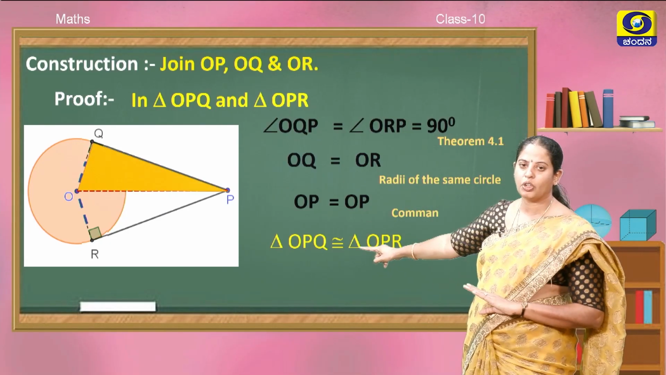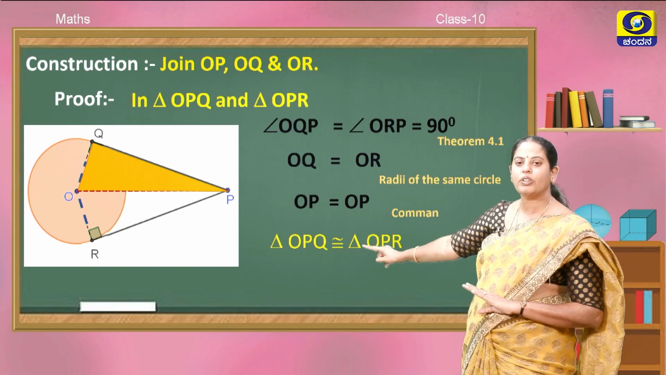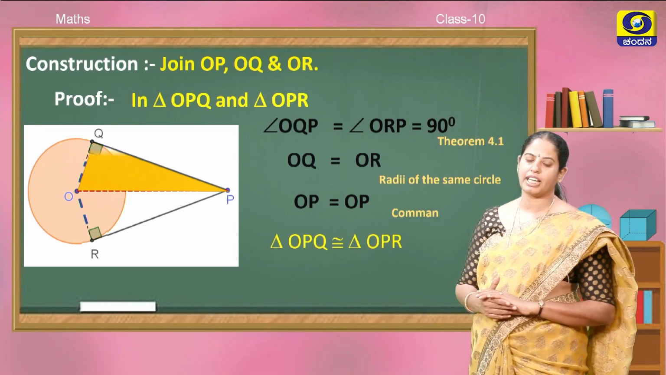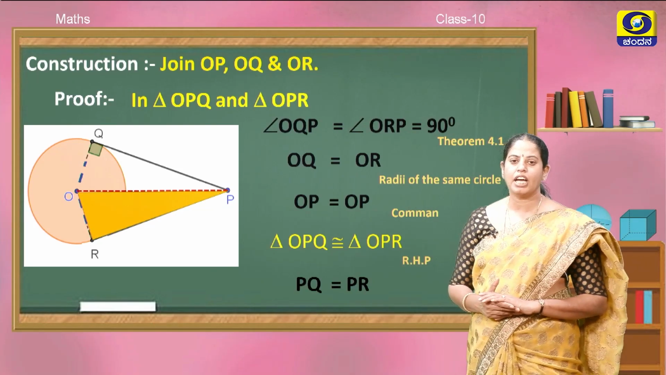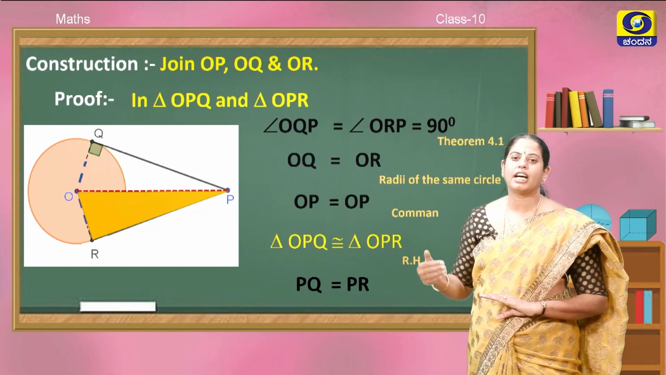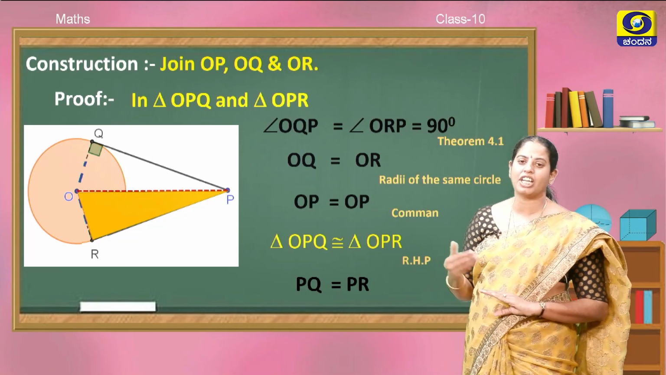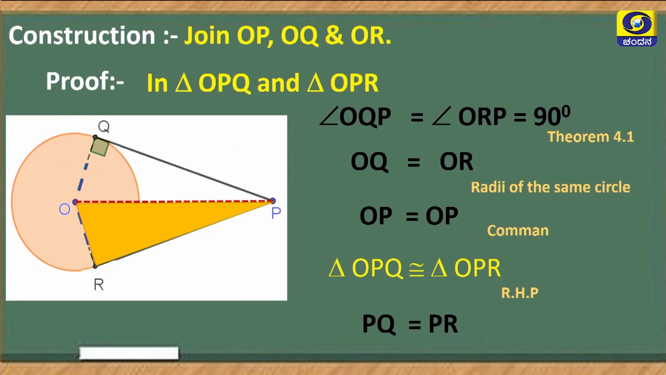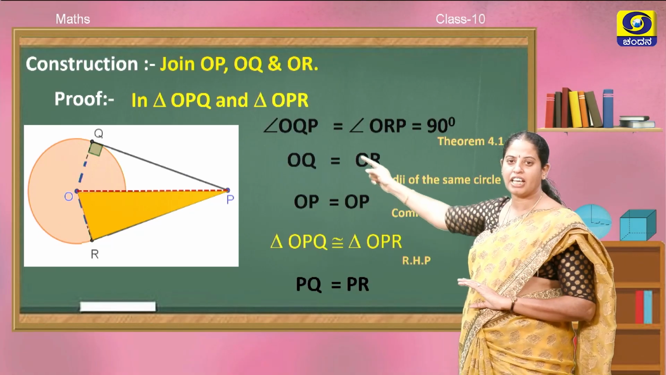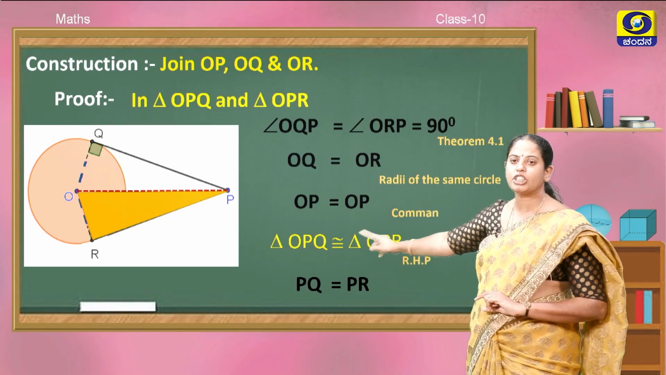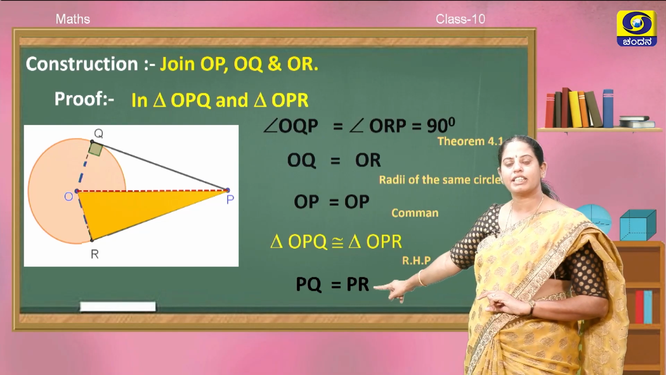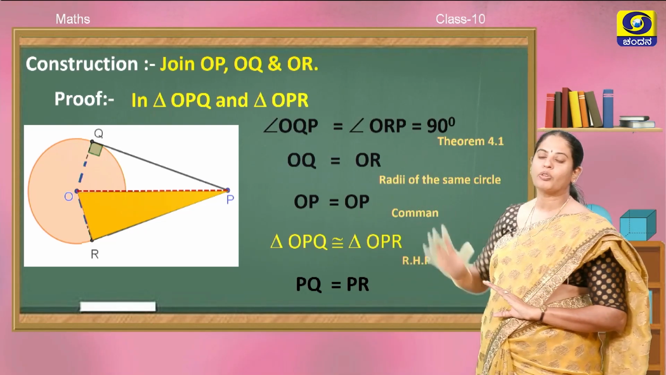We are showing that triangle OPQ is congruent to triangle OPR according to the RHS postulate. Now, the other three elements of these triangles are equal, hence the two triangles are congruent. What are the remaining elements? The two sides are equal, we already showed. The third side, the remaining side, is PQ and PR. Since these two triangles are congruent, the two sides are equal, hence we proved the theorem.